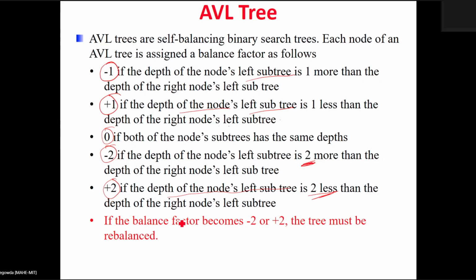So if the balance factor becomes -2 or +2, we need to rebalance the tree. Suppose after inserting a node the balance factor is -1, +1 or 0, we don't need to balance the tree. The admissible balance factors in the AVL tree are -1, +1 or 0. If it is -2 or +2, then only the tree needs to be restructured to achieve the AVL properties.